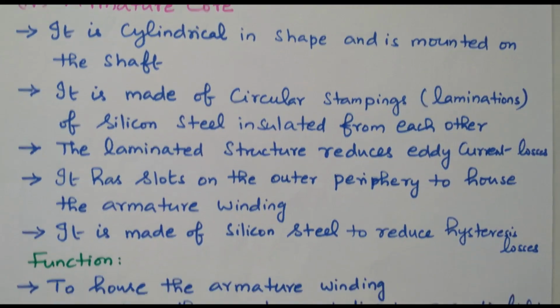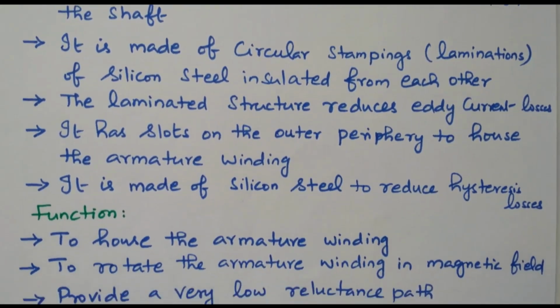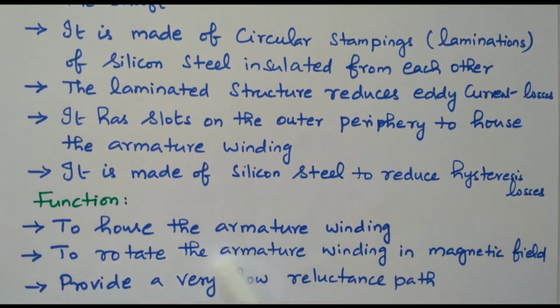So what is the function of this armature core? To hold the armature winding, to rotate the armature winding in the magnetic field, and to provide a very low reluctance path, right? So this armature core is a place to put the armature winding and thereby rotate the armature also. Now we will go to the next topic.